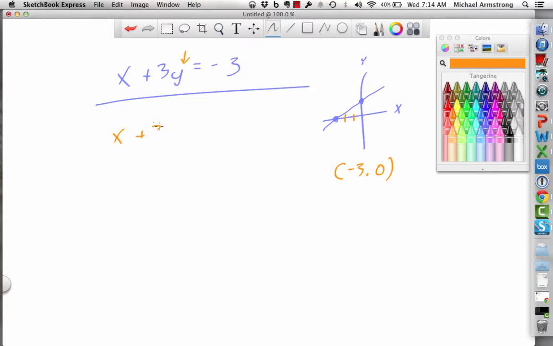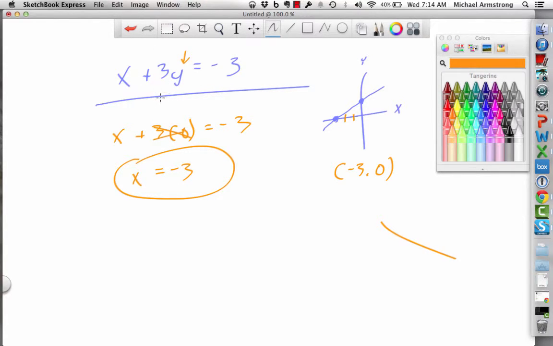So x plus 3 times 0 equals negative 3. And then that just leaves us with, because 3 times 0 is nothing, x equals negative 3. Oh, I guessed right. I don't know why I did that. It just happens sometimes, because when I look at the book, the line actually goes this way, and I've got it going with a positive slope. But anyway, it doesn't matter.